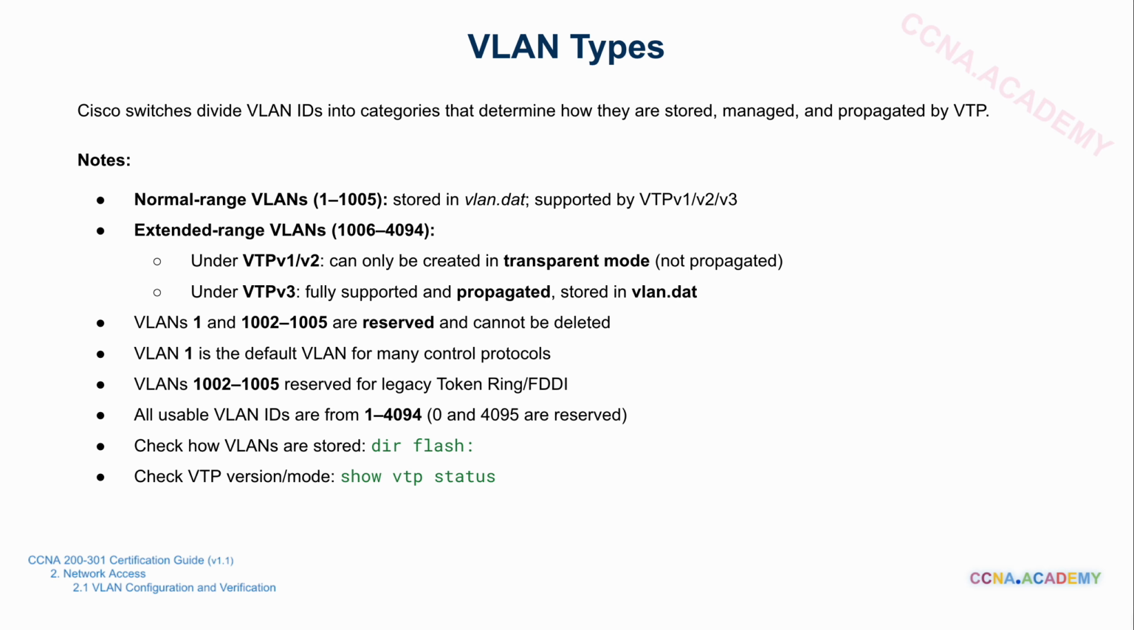VLAN IDs are grouped into different types. Normal range VLANs are fully supported and commonly used. Extended range VLANs are typically used in larger networks and behave differently depending on the VTP version and mode. Reserved VLANs, including VLAN 1 and VLANs 1002 through 1005, exist for legacy technologies and cannot be removed. Understanding these categories helps explain why some VLANs propagate and others do not.